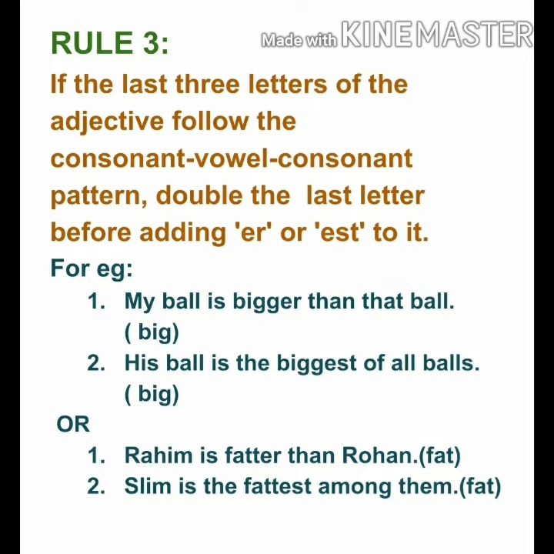And the last sentence, Salim is the fattest among them. The word fat is the adjective here. It is a monosyllable word. It follows the consonant vowel consonant pattern, and hence before adding est the last letter t has to be doubled up in order to form fattest.